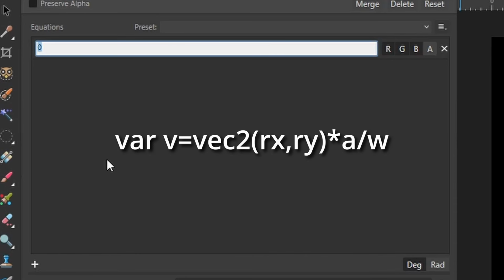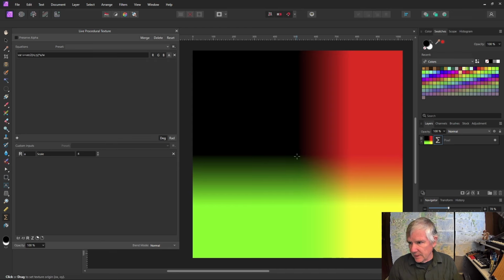And for my equation, I'm going to start with a variable v equals vec2 of rx ry times a divided by w. So there's my coordinate system. The origin is approximately in the middle of the screen. I guess probably exactly in the middle of the screen. You can see it's increasing. The red increases as I move to the right, and the green increases as I move down.